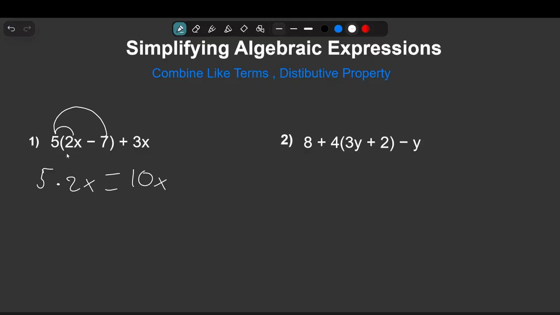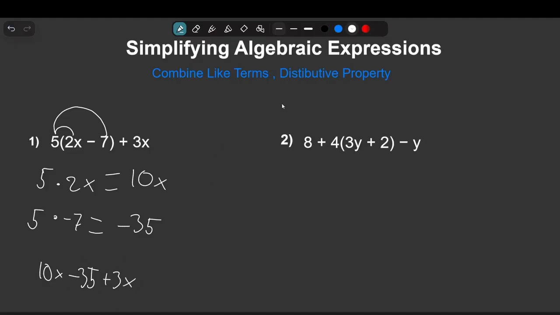So now we're done with this 2x. Now we're going to do 5 times minus 7, and 5 times minus 7 equals minus 35. So essentially, we got rid of our parentheses. Now we have 10x minus 35 plus 3x.